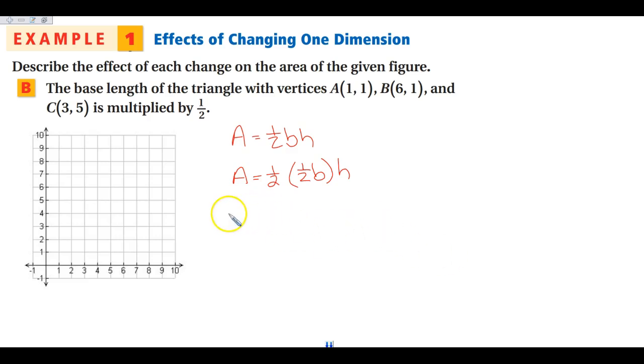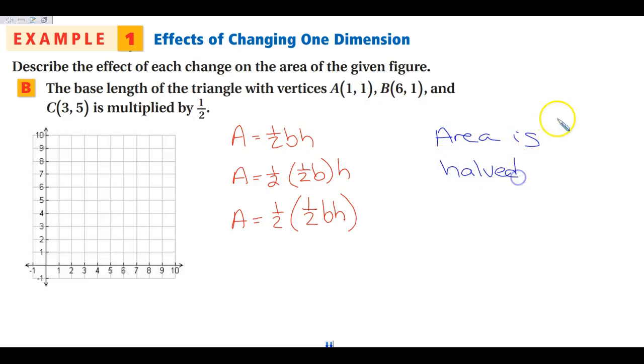So if I, again, manipulate this so that I can see my original equation, it's half of my 1/2 base times height. So that means that my area is halved as well. We can say halved, or we can say it is divided by 2. That is fine. Or multiplied by 1/2. That is fine. Okay? So any way you want to say divide, cut in half, works for me. All right? So that's what happens if we're only changing one dimension.